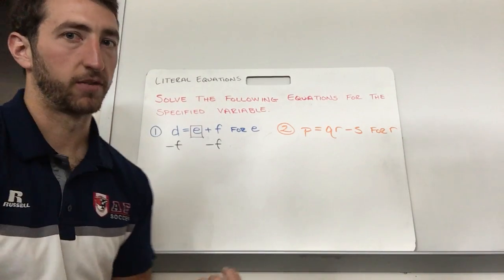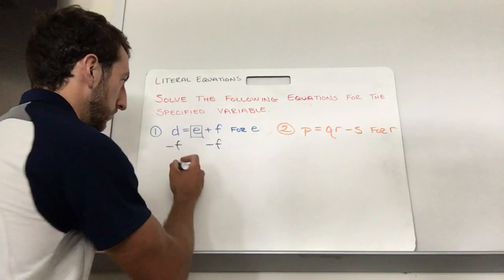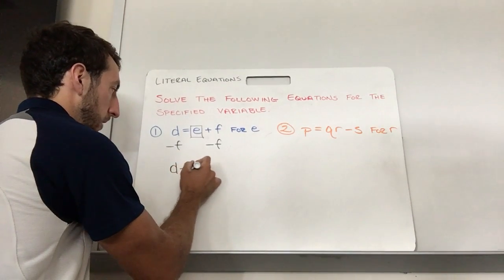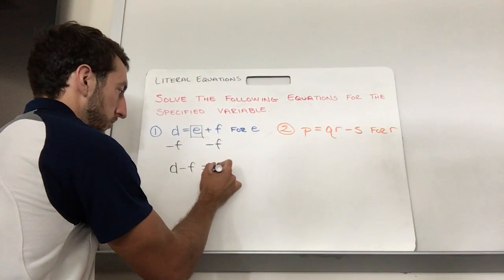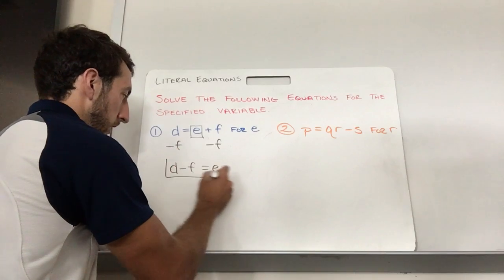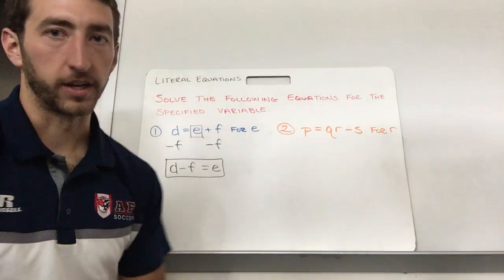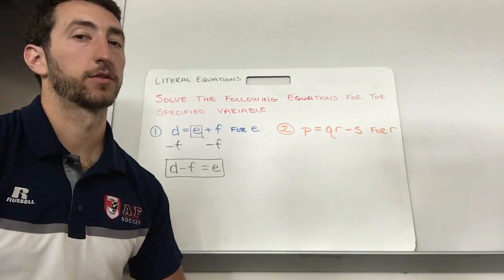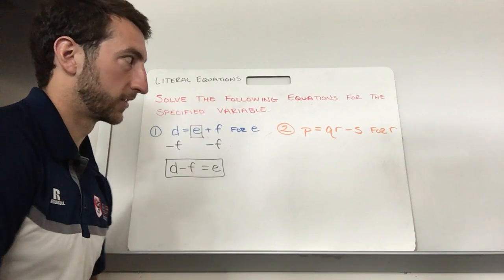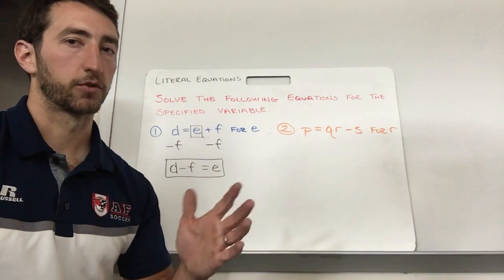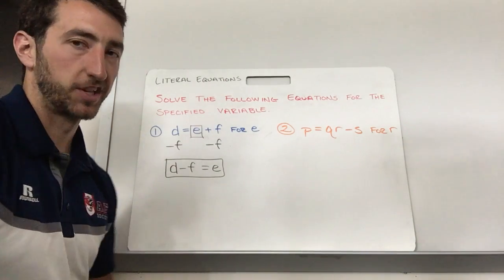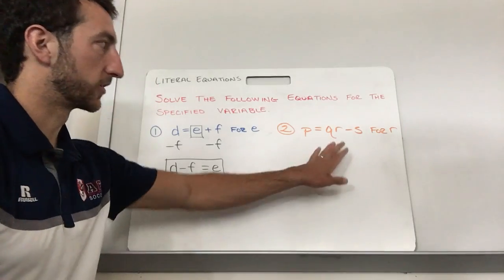Whenever I subtract F from both sides, I look to see if this combines with that. D is not the same variable as F, so I cannot combine like terms. So all we do is just write D minus F is equal to E, and we have now solved for E. So you don't have to do anything else. It's not as difficult as it looks, so you're just operating. Don't overcomplicate it. It's just D minus F equals E.